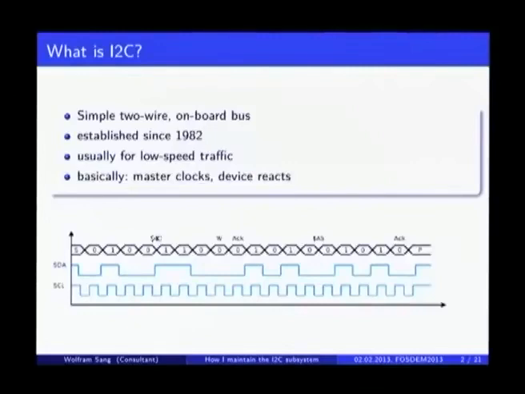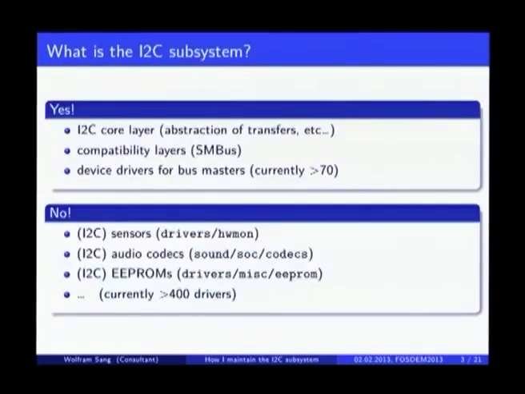So this first part here is the address, which device I want to talk to. Then I say I want to write. The device acknowledges that, and then I can send data. Pretty simple. It's a bus used on today's mobile phones as well. I guess it's still used in televisions. It's cheap and it's robust and it does its thing. And we have support for that in the Linux kernel, obviously.